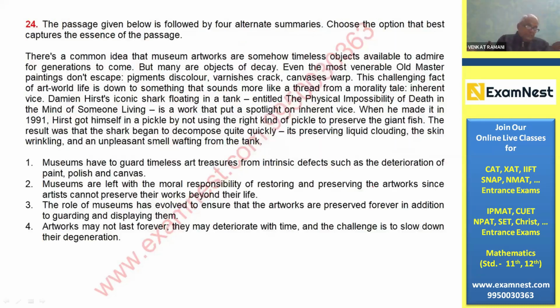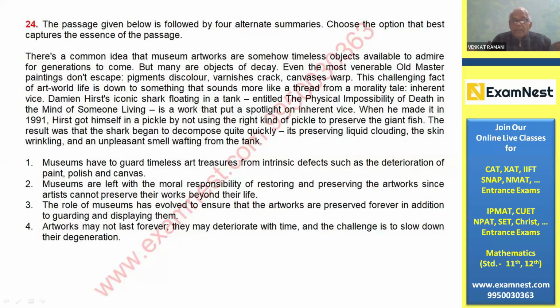Now let's come to the last passage, and you have to choose the option that best captures the essence of the passage. There's a common idea that museum artworks are somehow timeless objects available to admire for generations to come. But many are objects of decay. Even the most venerable old master paintings don't escape.